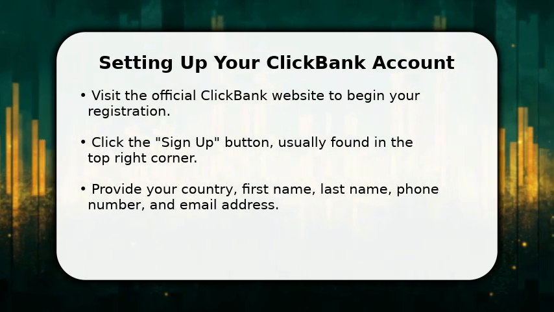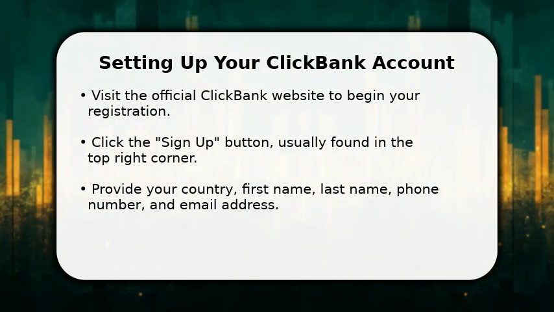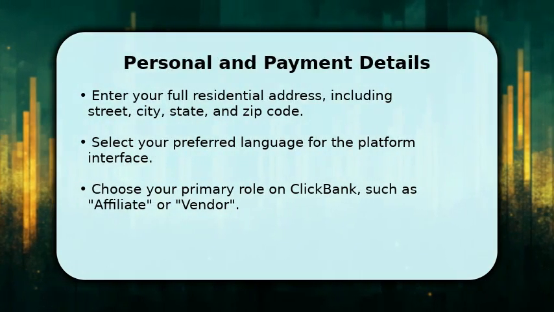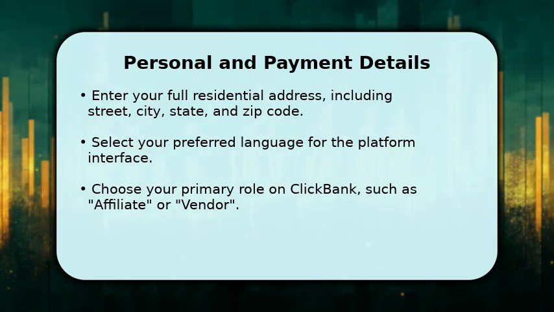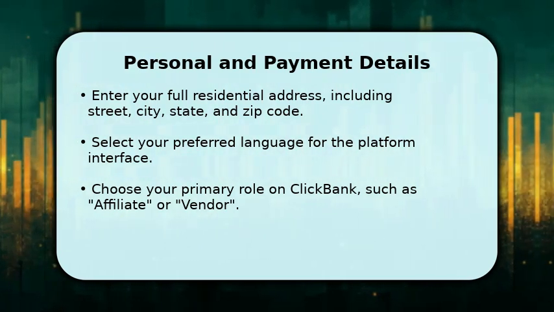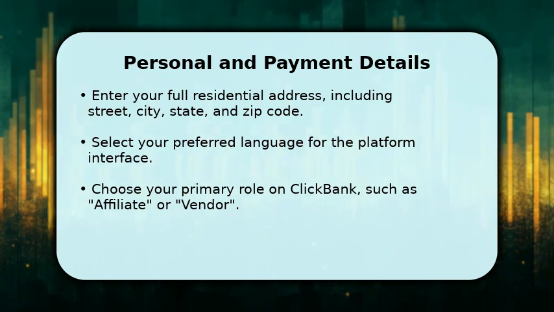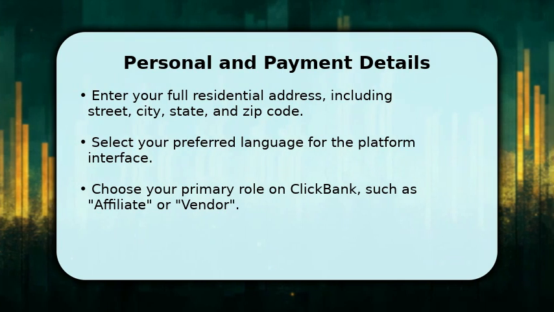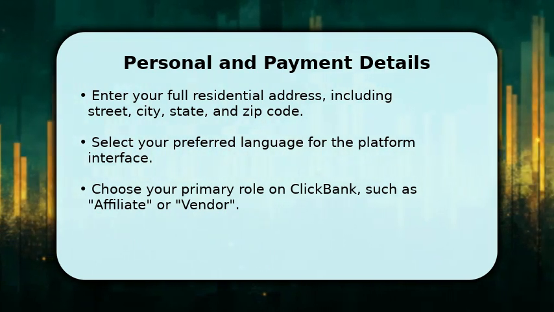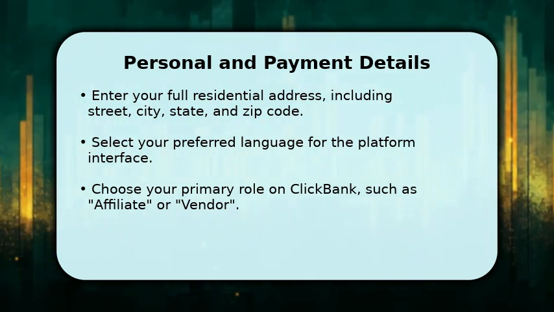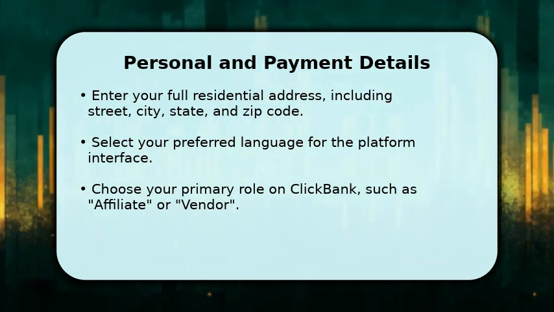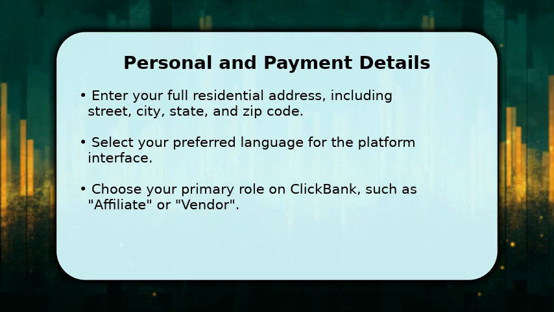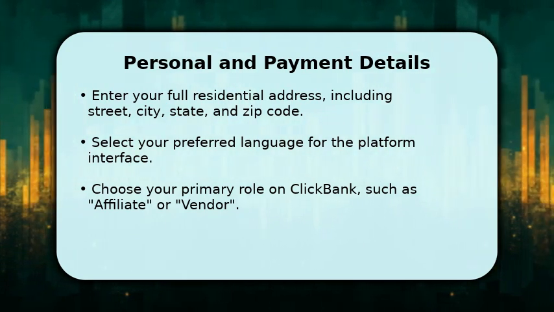Ensure you create a robust password, adhering to all security guidelines provided. Next, you will need to provide your complete residential address, including your street, city, state, and postal code. After that, select your preferred language for navigating the ClickBank platform. Crucially, you must choose your primary role, whether you intend to be an affiliate promoting products or a vendor selling your own. Finally, input your banking details accurately to ensure smooth and timely payment processing for your earnings.